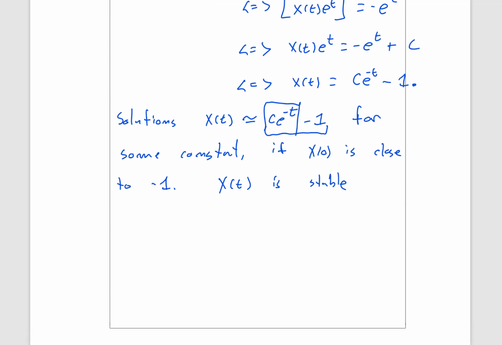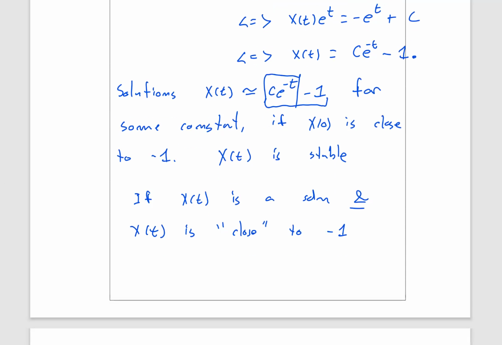Okay, so really, let me just say this one more time for this particular example. If x of t is a solution, and x of t is close to minus 1, so it's not t being close to minus 1, it's x of t being close to minus 1, then x of t is approximately equal to some constant c times e to the minus t minus 1.